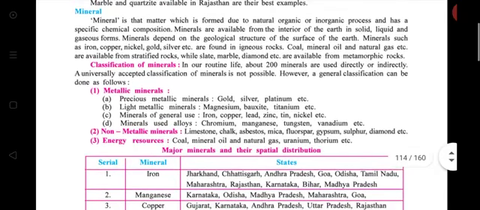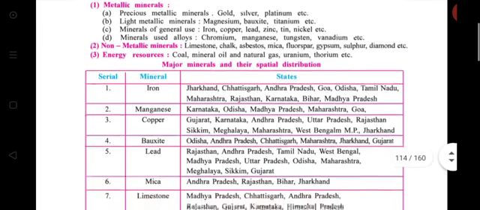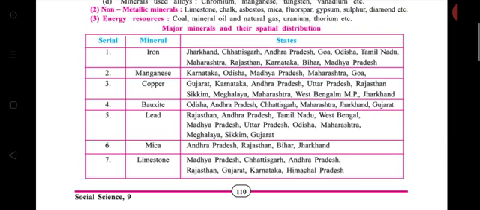Then we done mineral. Then classification of mineral, metallic minerals, like precious metallic minerals, light metallic, mineral of general use, and minerals used alloys. So gold, silver, platinum are the precious. Then manganese, magnesium, bauxite, and titanium are the light metallic. Iron, copper, lead, zinc, tin, and nickel are the mineral of general use. Then chromium, manganese, tungsten, and vanadium, that is mineral used alloy. Then non-metallic, so limestone, chalk, asbestos, mica, fluorspar, gypsum, sulfur, diamond. Then energy resource, coal, mineral oil, and natural gas, uranium, thorium, etc.